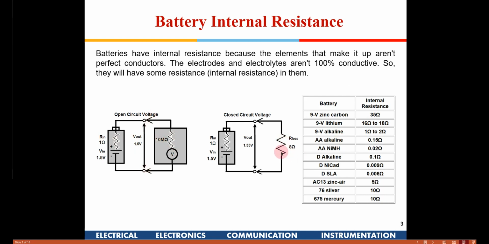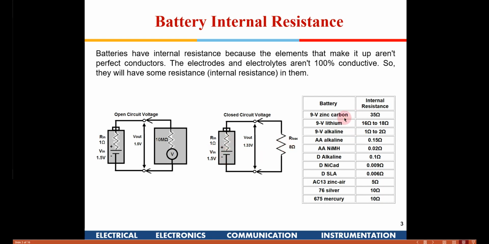Whereas if you are trying to connect a low load across the battery, say in this example 8 ohms, then the total voltage available across the 8 ohms will be only 1.33 volt. Because some current will flow here and there will be a voltage drop across the resistance, which is not negligible, because now 8 ohms is comparable to 1 ohm.